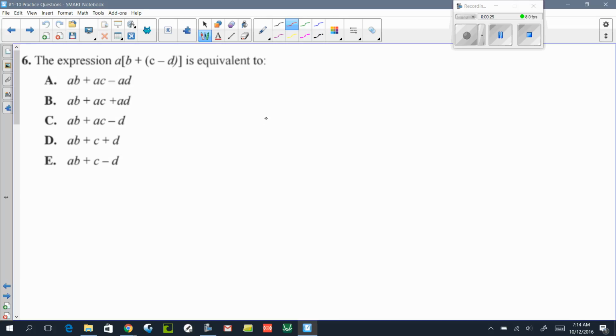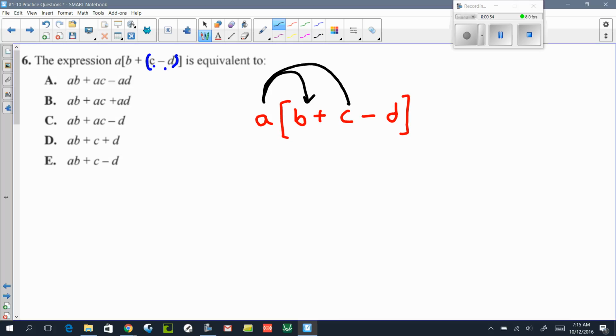In this expression, we have A times the quantity B plus C minus D. You will see up here that you do have parentheses around C minus D. If those were numerical values, we would have to subtract those first. But based on the fact that we have two different variables here, we can't combine those. So really, we don't have to worry about this. All we have to worry about here is taking A right here and distributing it through to all of these. So we're going to take A times B, A times C, and A times that negative D.